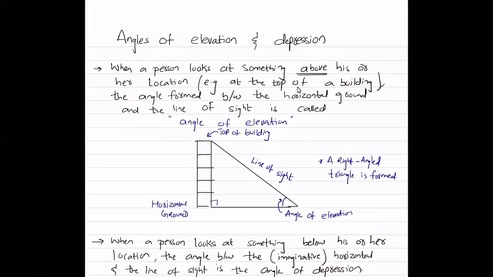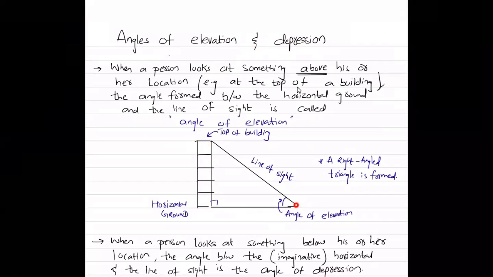Okay, so in today's class, we are going to discuss angle of elevation and angle of depression. Now, it's one of the applications of trigonometry. Consider this as the height of a building. That's the top of the building and that's the horizontal ground.